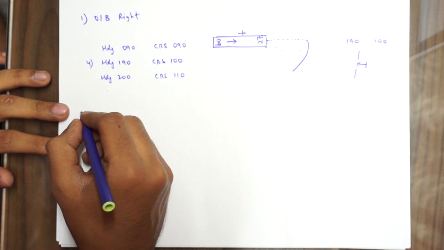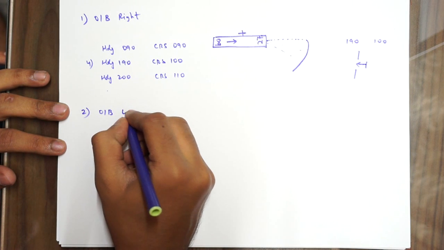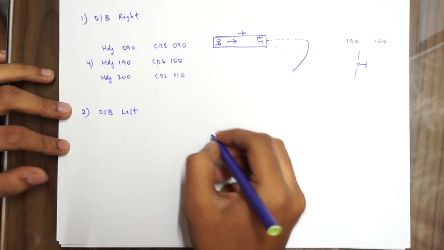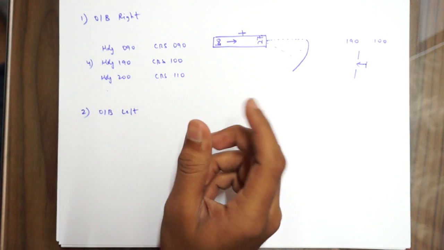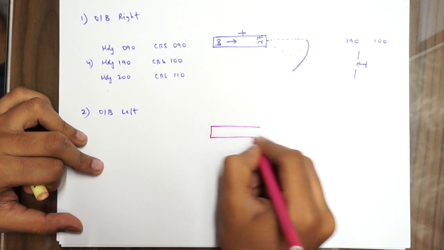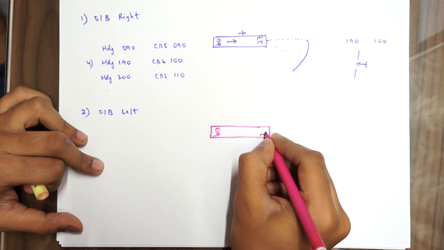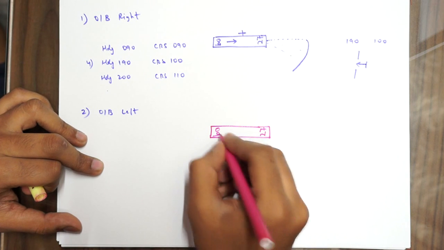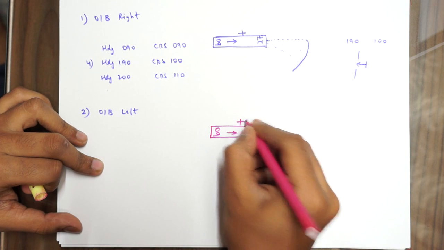Okay, now let's do an outbound left. As I explain more examples, you will get a hold of it, I'm sure. Alright, so outbound left, what will happen? I will just take a similar runway for easier understanding purposes only, otherwise it can be done on any runway. Let me put the same position and same DME arc.